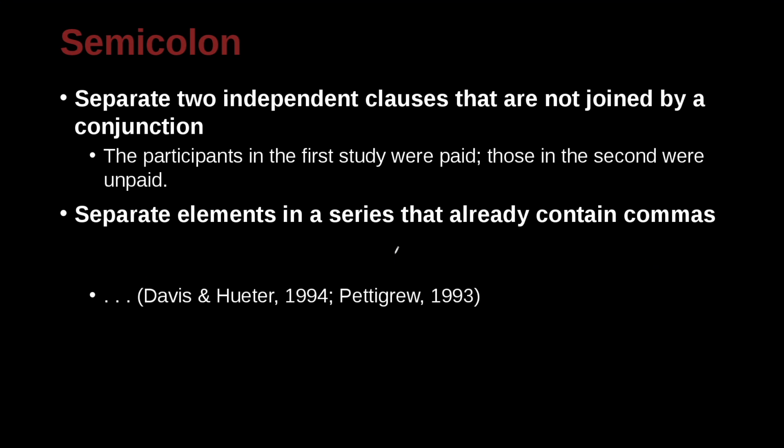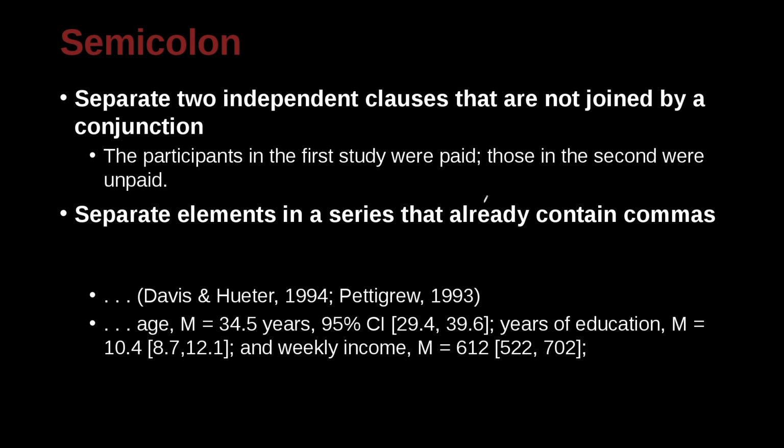Here's an example also. Davis and Huter, comma, and then semicolon, and then comma here. So this is an APA reference. And again, the MLA we're going to study a little bit later, a little bit different. But anyway, here is one reference, and here's another reference or a citation, and you separate them with the semicolon. No space before, one space after.